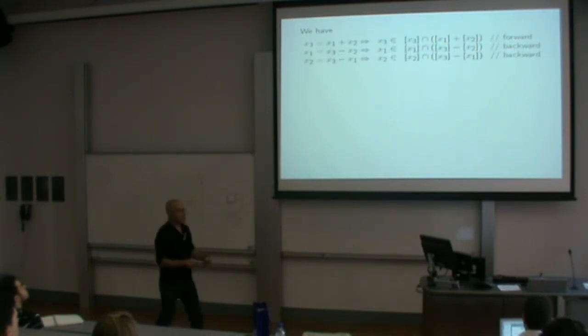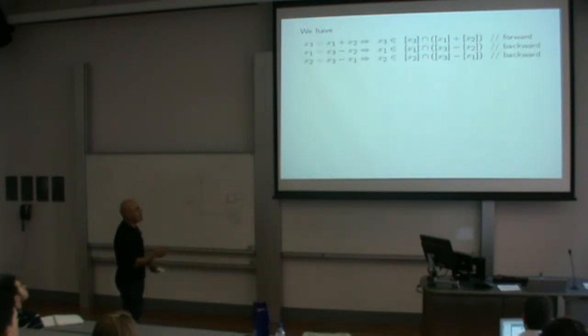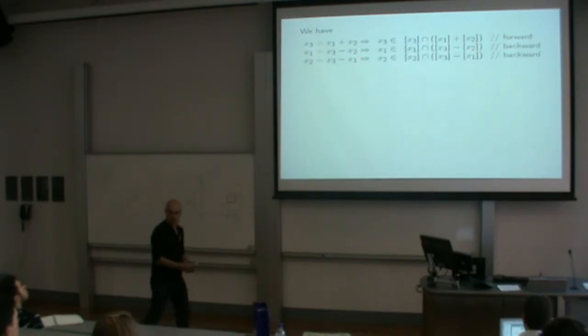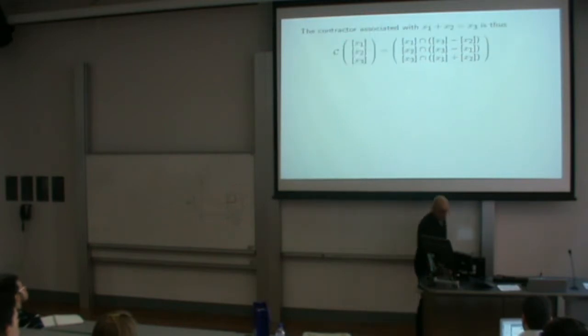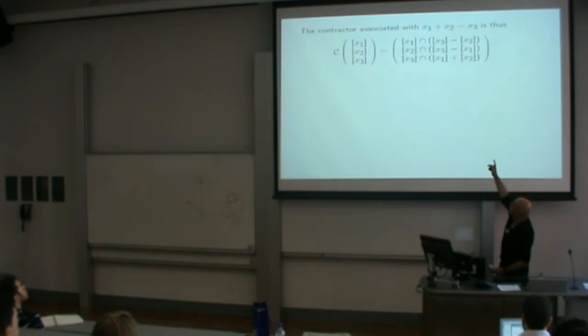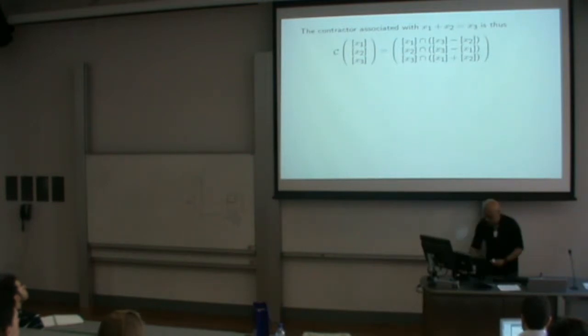Just to show that interval arithmetic is used here to build contractors. So what is important to remember is what a contractor is, and that interval arithmetic is a tool to build contractors. The corresponding contractor is given here. It has three intervals as input, and it generates three contracted intervals.